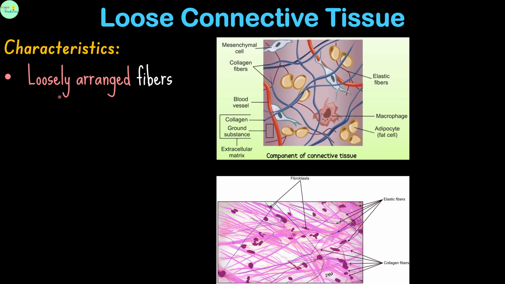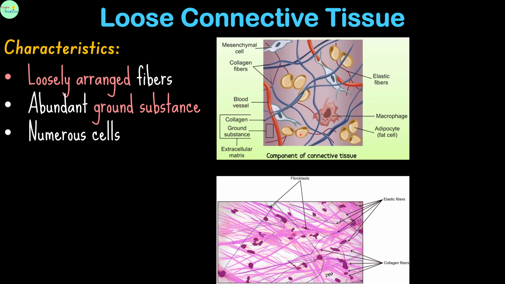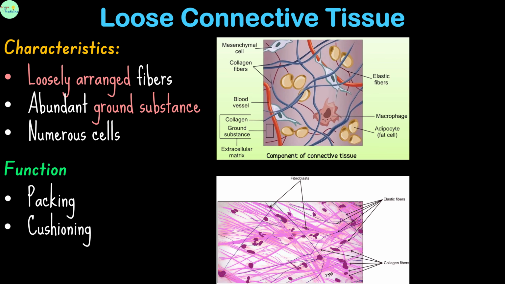Loose connective tissue is characterized by having loosely arranged fibers, an abundant ground substance that fills the spaces between cells and fibers, and numerous cells of various types that carry out specialized functions. Its primary functions are to serve as a packing material around and between structures, to provide cushioning and support for organs and tissues, and to act as a primary site for inflammatory responses when the body is challenged by injury, infection, or other pathological processes.